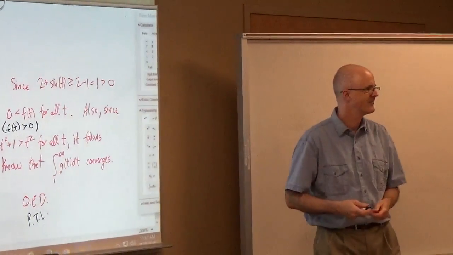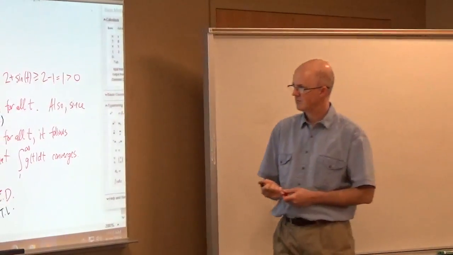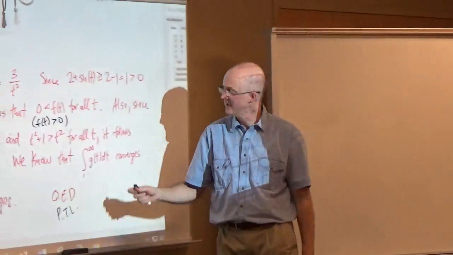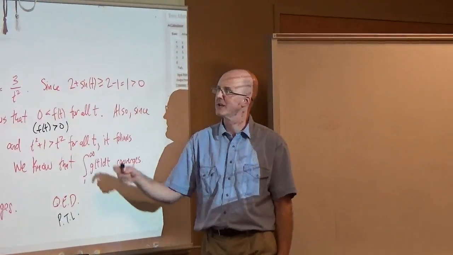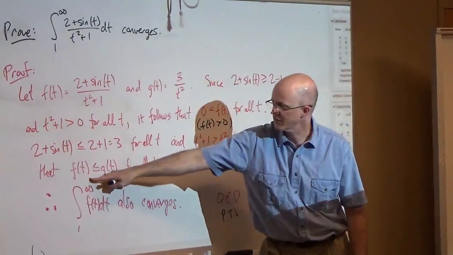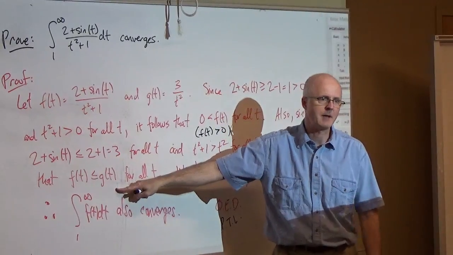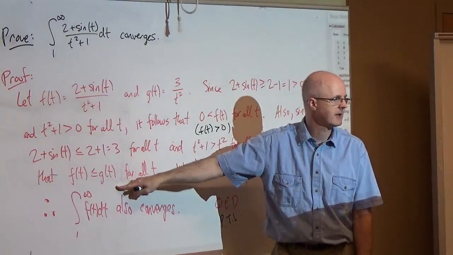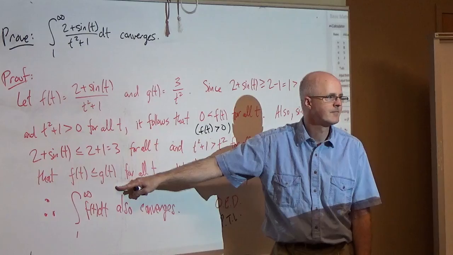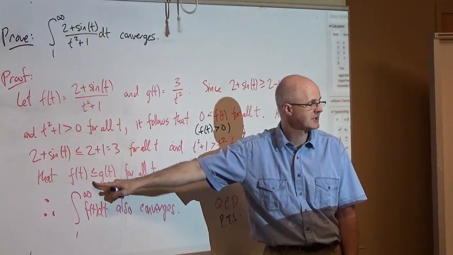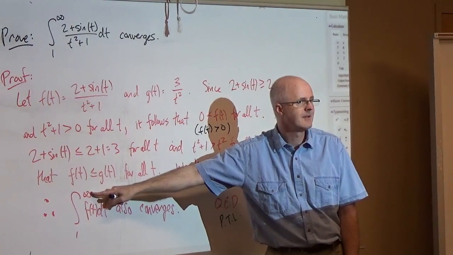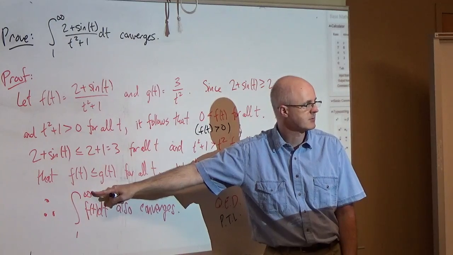If g of t diverged, then it would prove nothing about f of t. Right, if the integral of g of t diverged and this was still true, it would say nothing about the convergence or divergence of the integral of f, yeah. Although if the inequality was switched to a greater than there, then it would say the integral of f diverges as well.